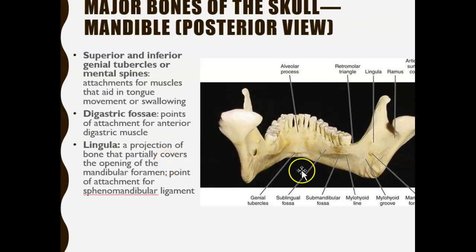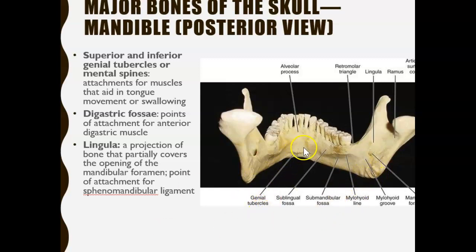Now, when you look at the inside view, or posterior view rather, of the mandible, again, here is the condyle, here is the coronoid process. Do you see this hole over here? Remember, holes are foramens, and this hole on the inside is known as the mandibular foramen. Sometimes you can see bumps over here, directly underneath the incisor area, and those bumps are known as the genial tubercles.